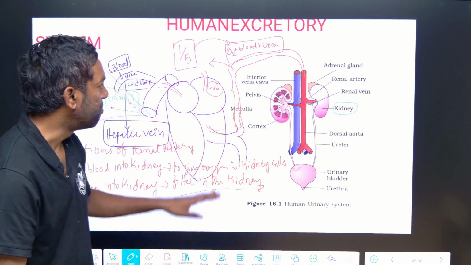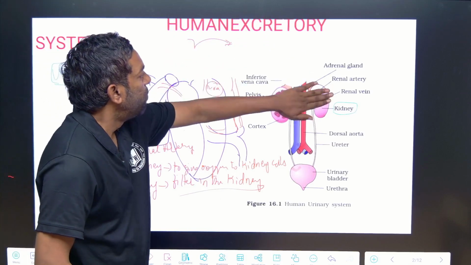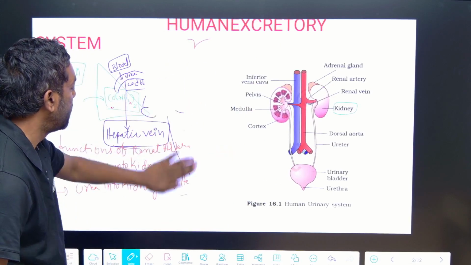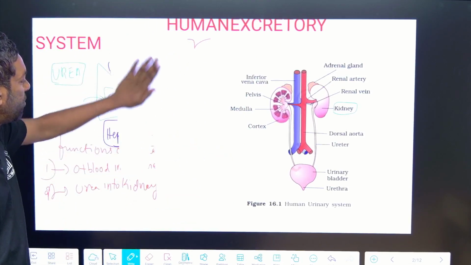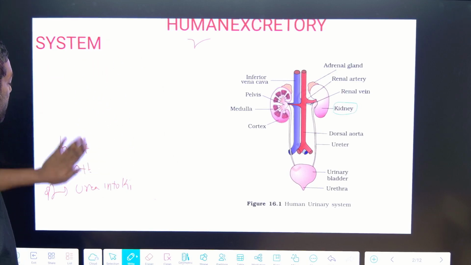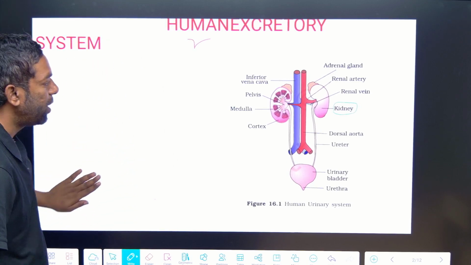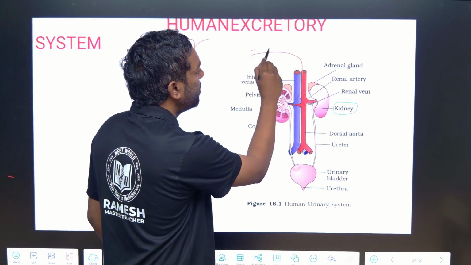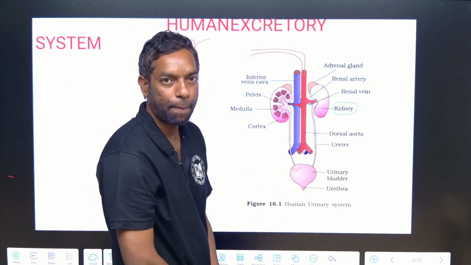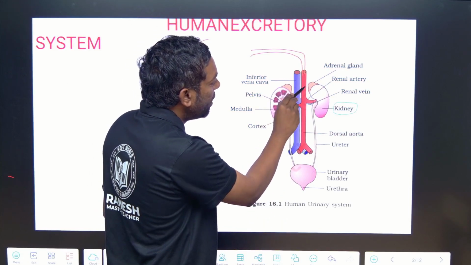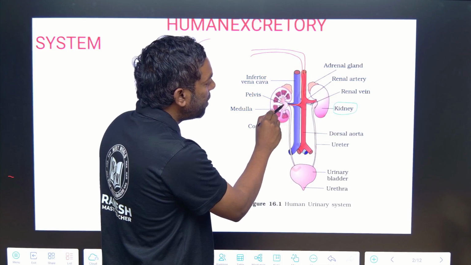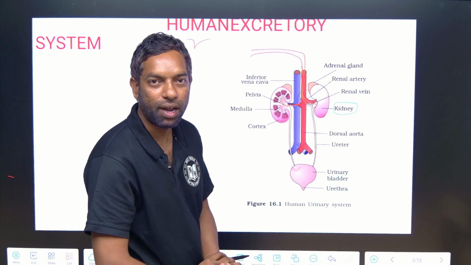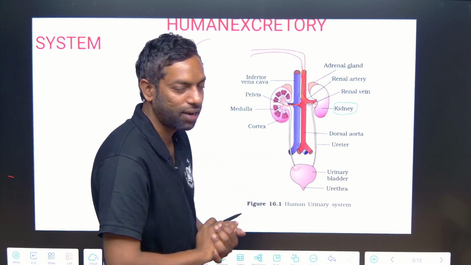Next, what happens if the oxygenated blood along with urea enters into the kidney? Where is it filtered? Guys, just look at this. This red one is the renal artery. The renal artery carries the blood into both kidneys. Oxygenated blood along with urea enters into the kidney.